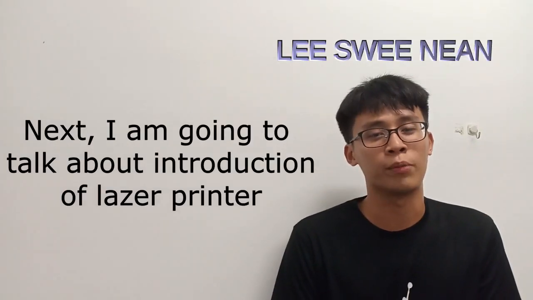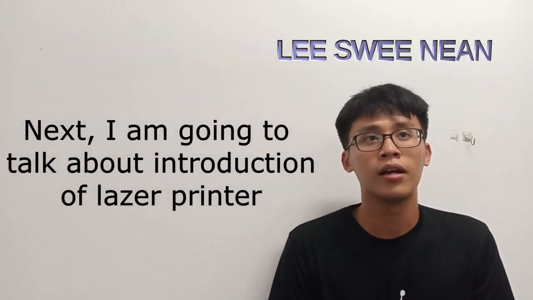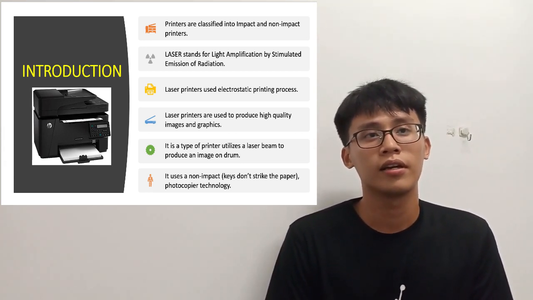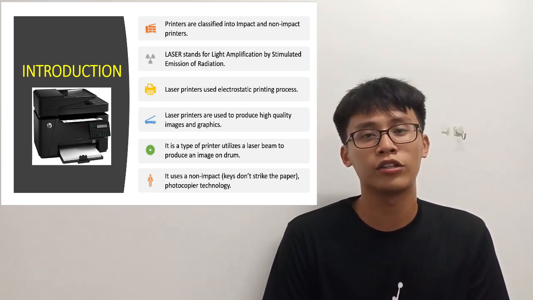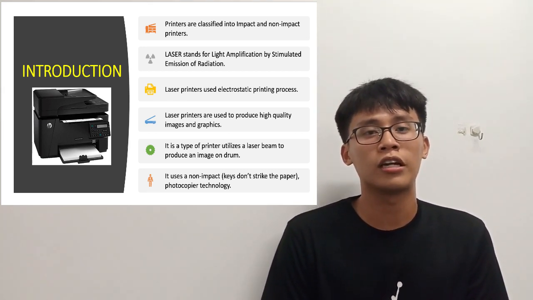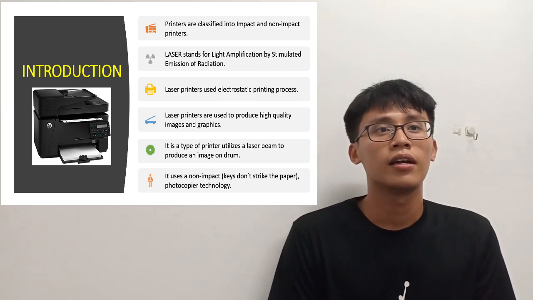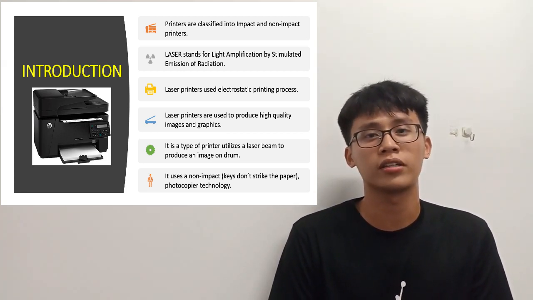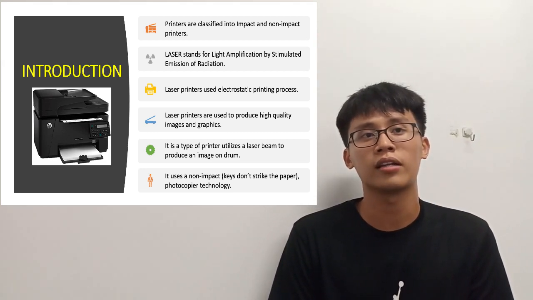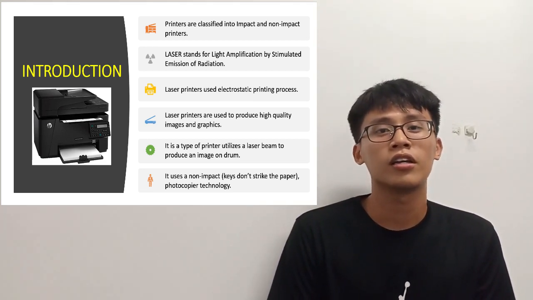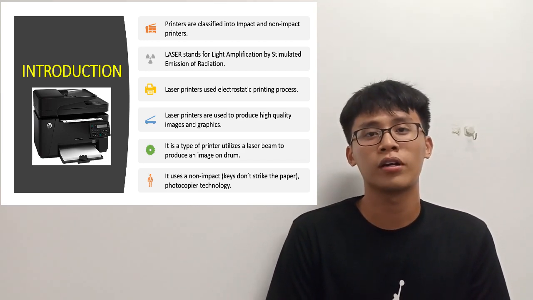Next, I'm going to talk about the introduction of laser printers. Printers are classified into impact and non-impact printers. Laser stands for light amplification by stimulated emission of radiation. Laser printers use an electrostatic printing process and are used to produce high-quality images and graphics. It is a type of printer that utilizes a laser beam to produce an image on the drum. It uses non-impact photocopier technologies.